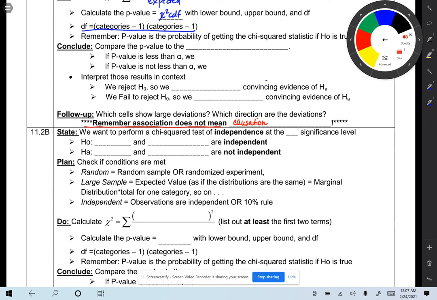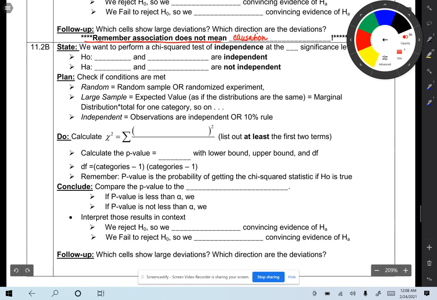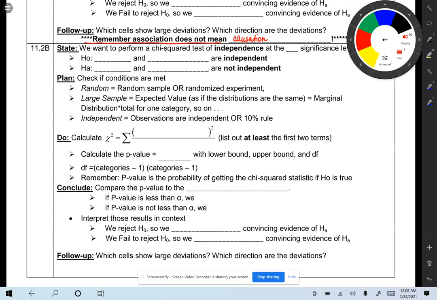And so you could state your null and alternative using the words no association and is an association, which most students like to use, or you could choose to do it this way. We want to perform a chi-square test of independence at whatever significance level. In the null hypothesis, you would say that the variables are independent. So independent, and this just throws students off, means they don't affect each other.